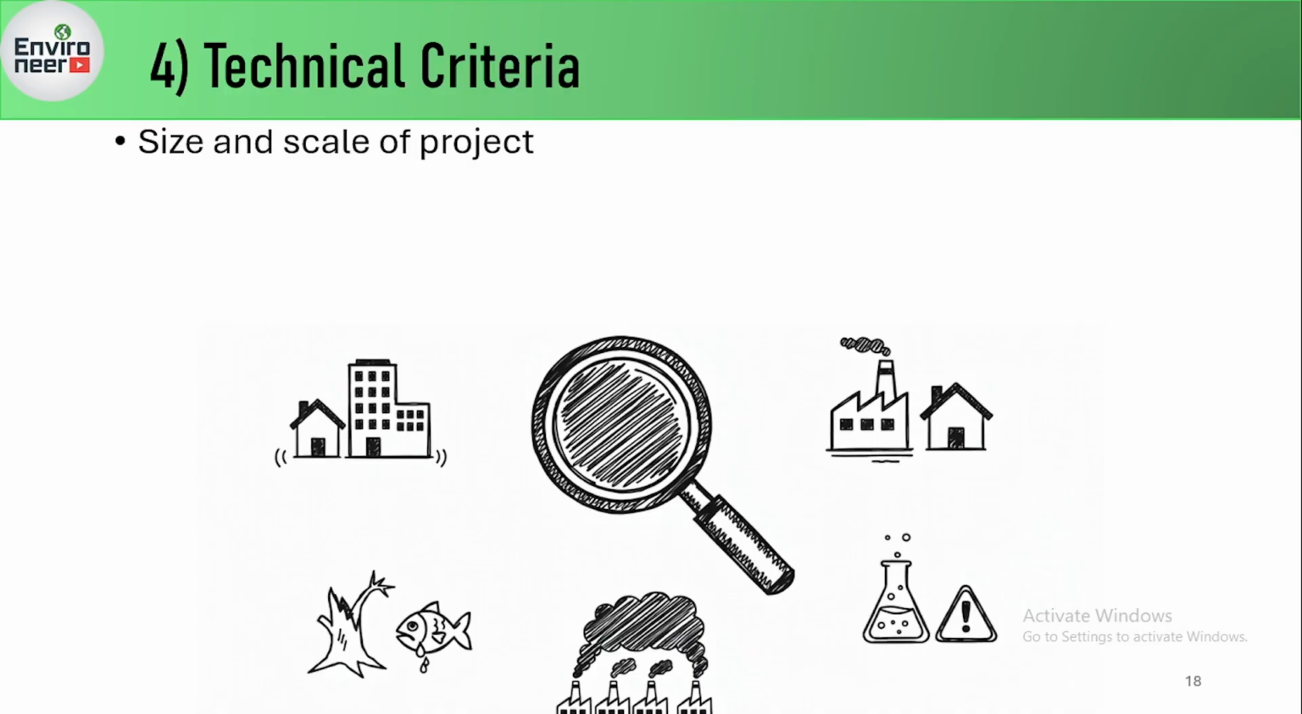Well, first is the sheer size and scale of the project. Not just how much land it takes up, but how much water it's going to use or how much waste it's going to create. Just as important is its proximity to sensitive receptors. A small factory in the middle of an industrial park is one thing. That same factory right next to a school or a nature reserve is a completely different story.